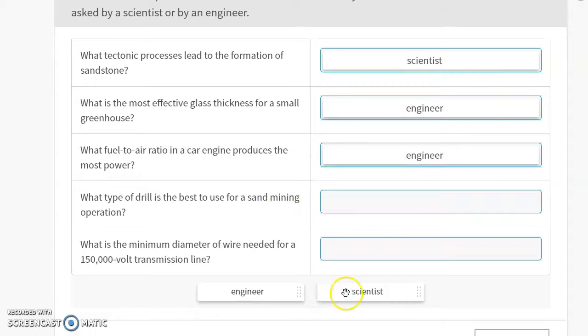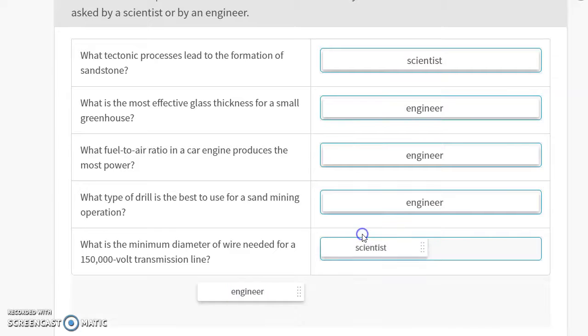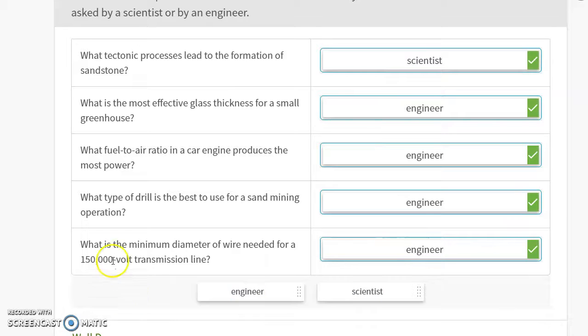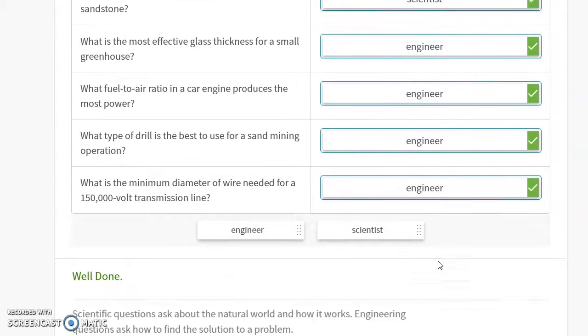What type of drill is the best for sand mining? What is the minimum diameter of wire needed for a transmission line? So that could be a scientist. And then because of the 150,000 volt transmission line, it's a question asking for a solution that you have. So that would be an engineer on the last one. So scientist, engineer, engineer, engineer, engineer. Very focused on engineer for that one.